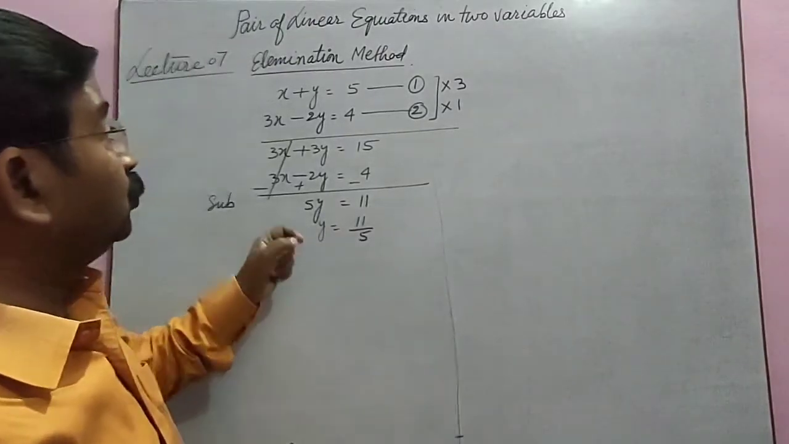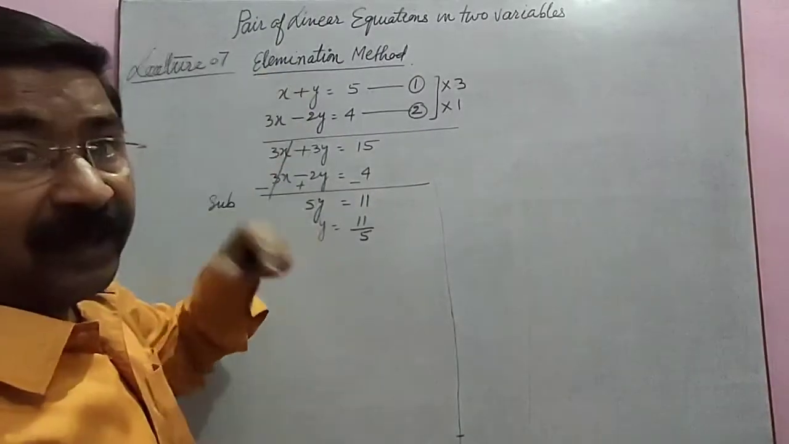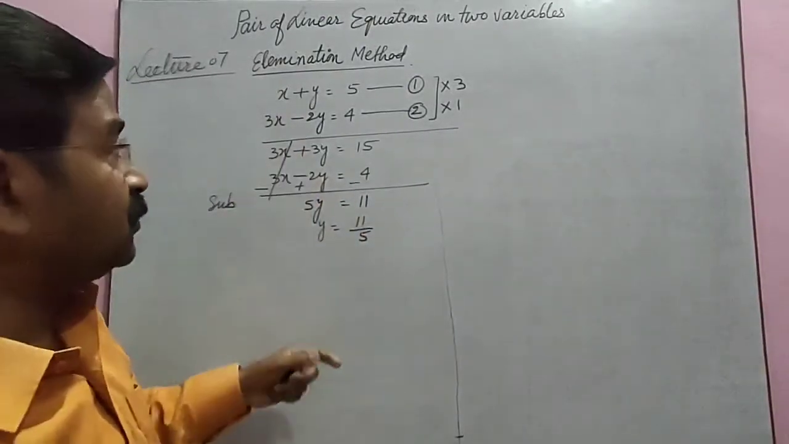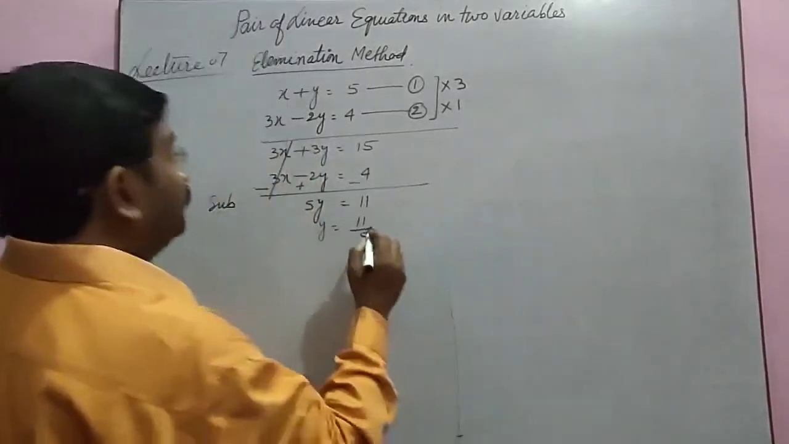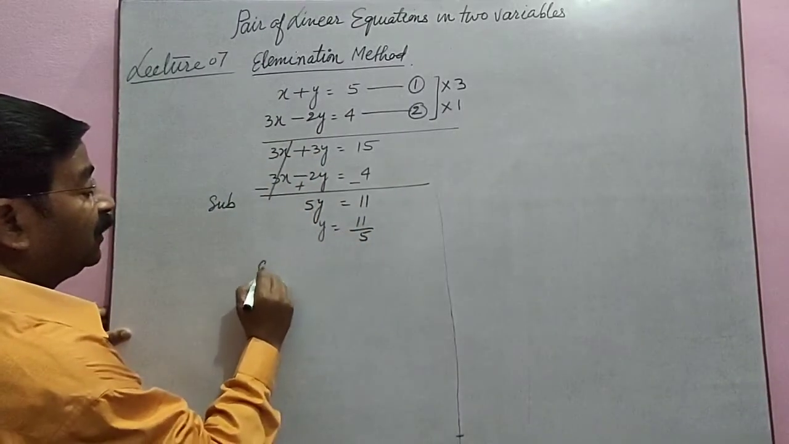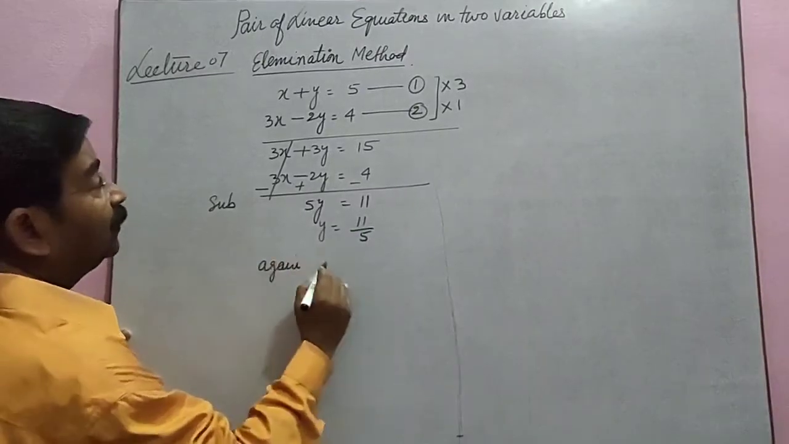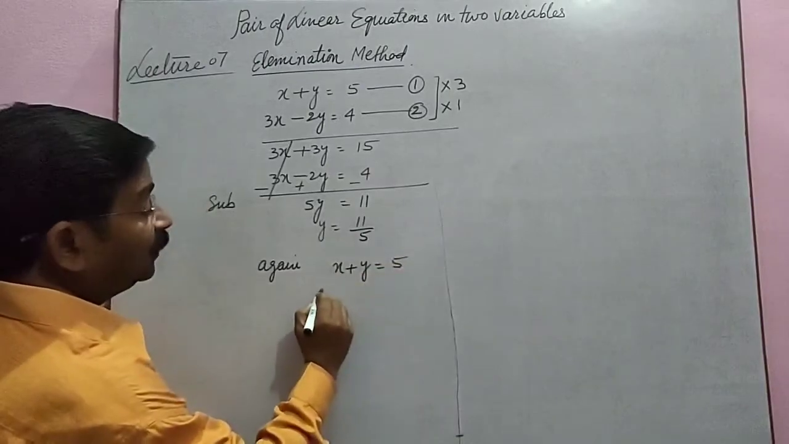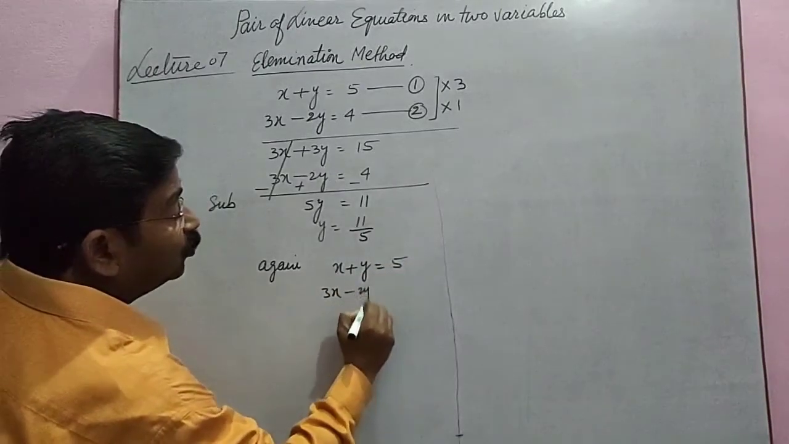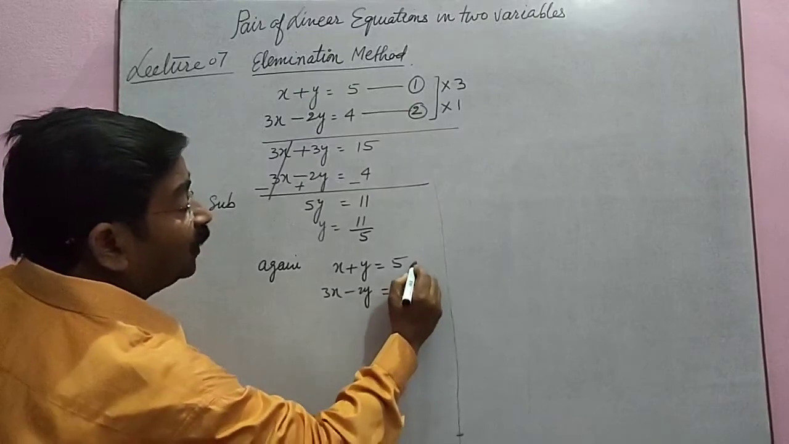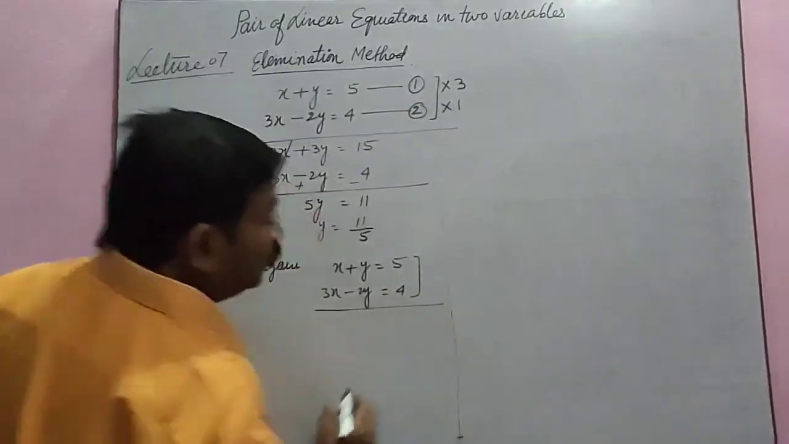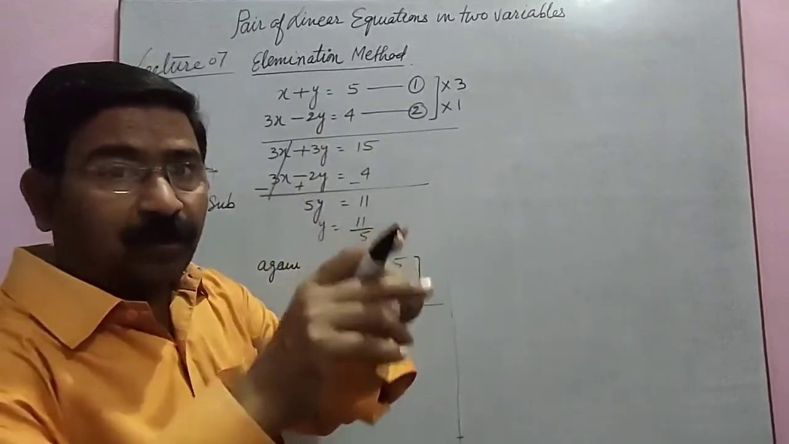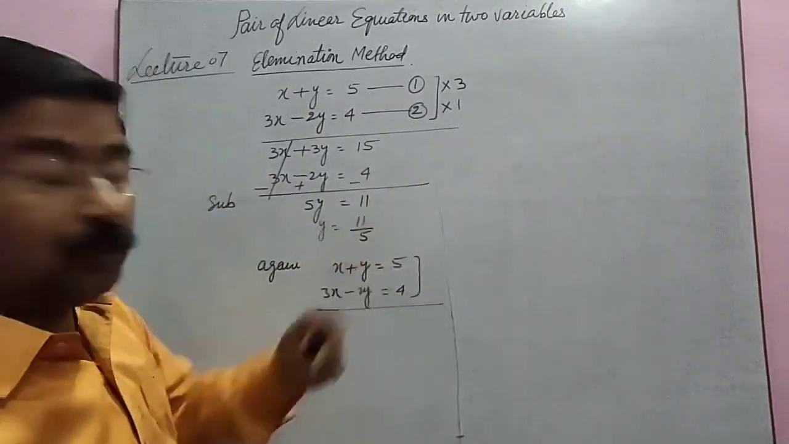Now if you want to find the other value with the help of the elimination method, you can use the same process to eliminate y, like I am doing. Writing again, x plus y is equal to 5, 3x minus 2y is equal to 4. Let's see, this time I want to eliminate y. So what I told, you have to interchange the coefficients and multiply in the two equations.